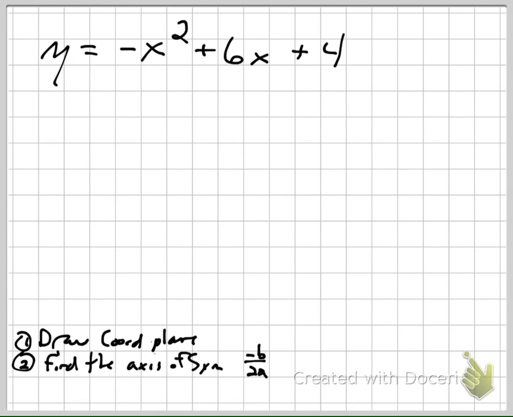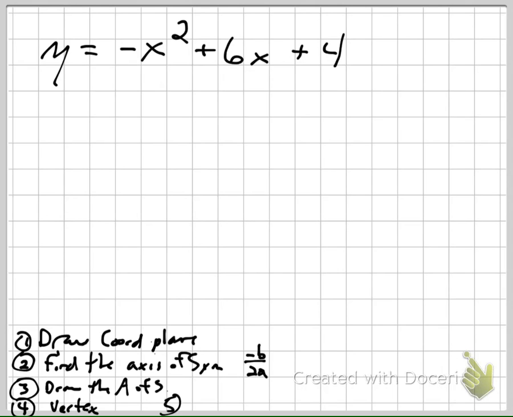Minus b over 2a. That tells you the axis of symmetry. Then, number 3, not only find the axis of symmetry, I would draw the axis of symmetry. Number 4, you then need to find the vertex. How do you find the vertex? Plug in the axis of symmetry for x. Right?